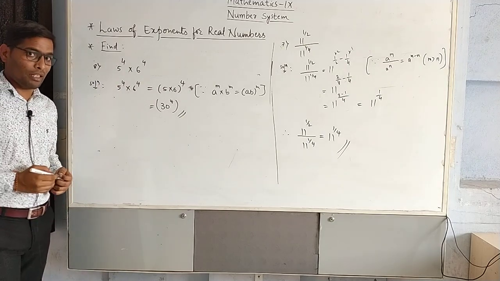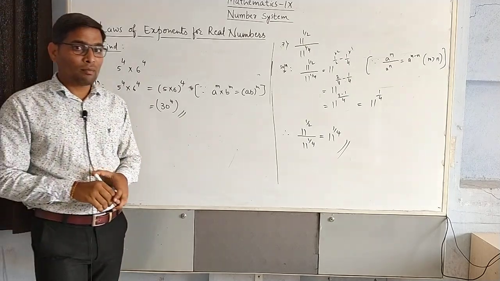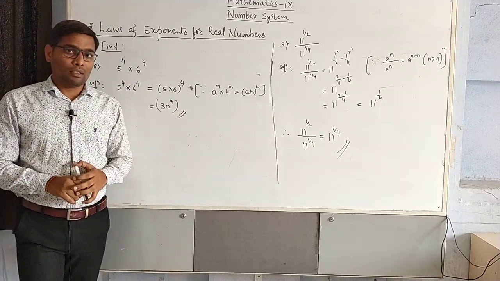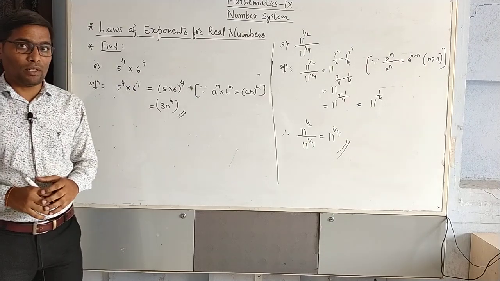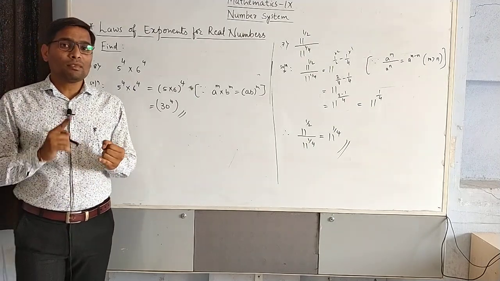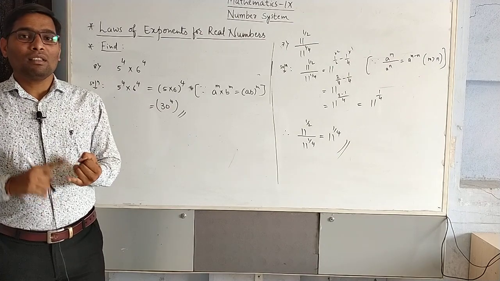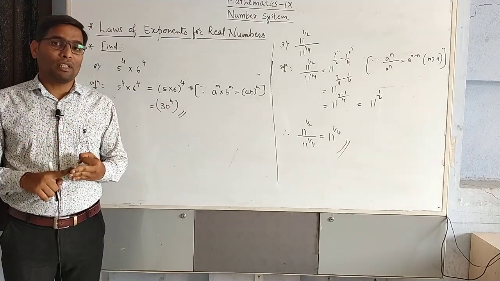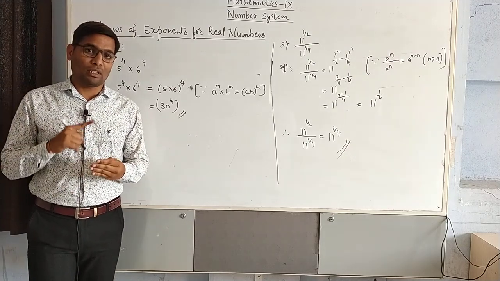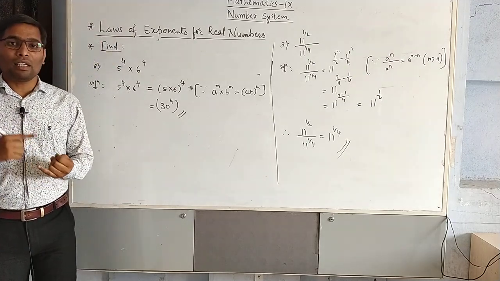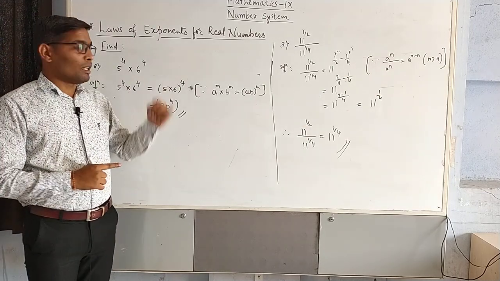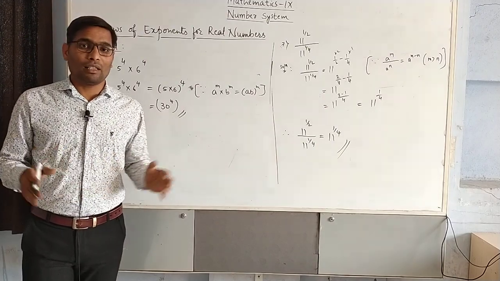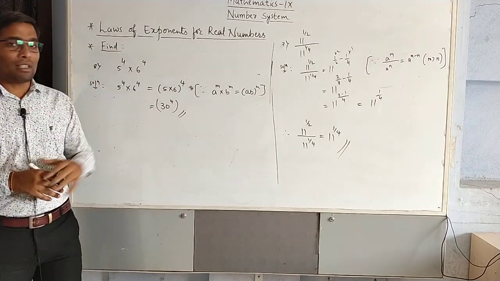So these are the problems related to the laws of exponents for real numbers. So by this concept the chapter number system finishes. In the number system chapter, so far we have discussed real numbers, then converting real numbers into p by q form, then representation of root 5 on the number line, then representation of root 9.3 on the number line, then laws of exponents for real numbers, and along with that we also discussed the rationalization of irrational numbers. So these are all the concepts that we have covered in the chapter number system.